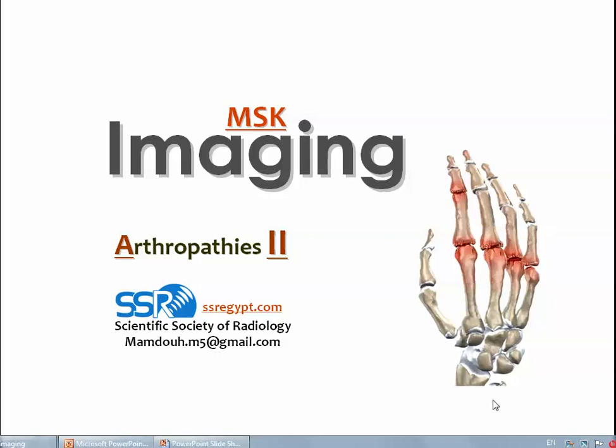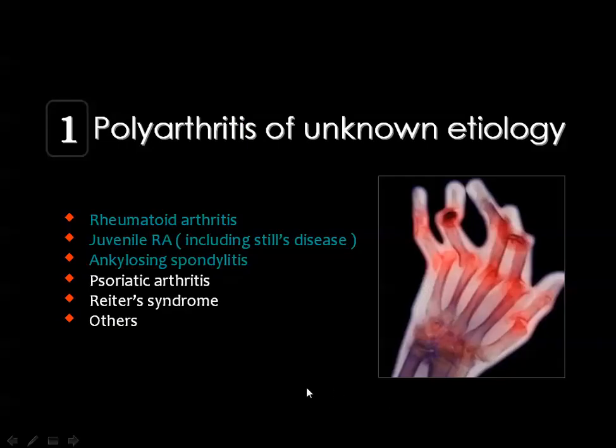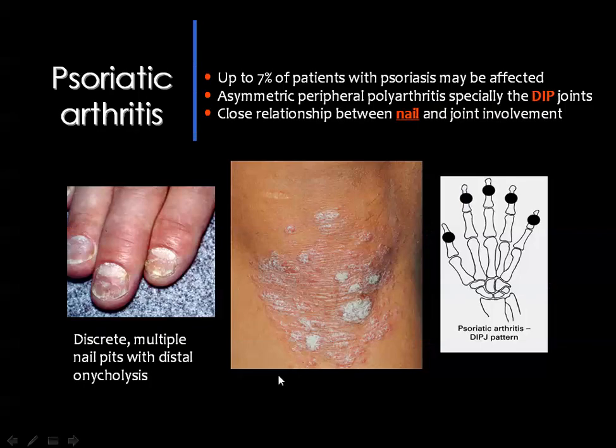Dear colleagues, we will continue the lecture on imaging of arthropathies, and we have finished the first part. You remember that we started with the group of polyarthritis of unknown etiology, and we discussed rheumatoid arthritis, juvenile rheumatoid arthritis, as well as Still's disease. Also, we have finished with ankylosing spondylitis. Now we will deal with psoriatic arthritis and Reiter syndrome.